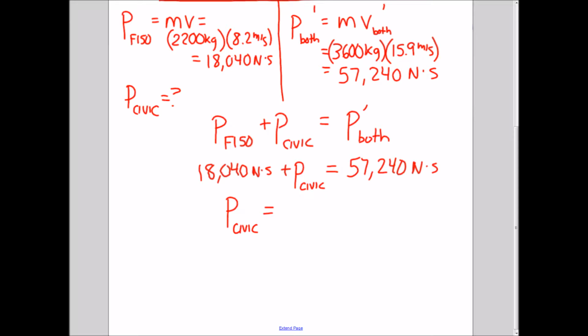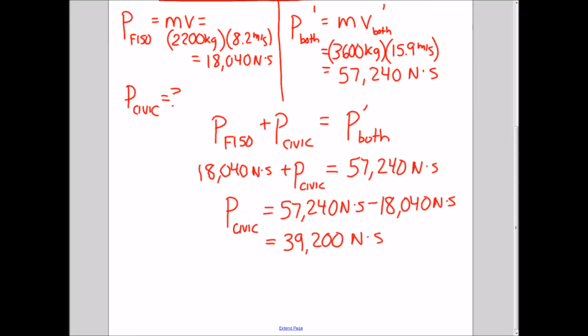Okay, that means the momentum of the Civic will be equal to 57,240 Newton seconds minus 18,040 Newton seconds. When I do that math on my calculator, I come up with 39,200 Newton seconds.